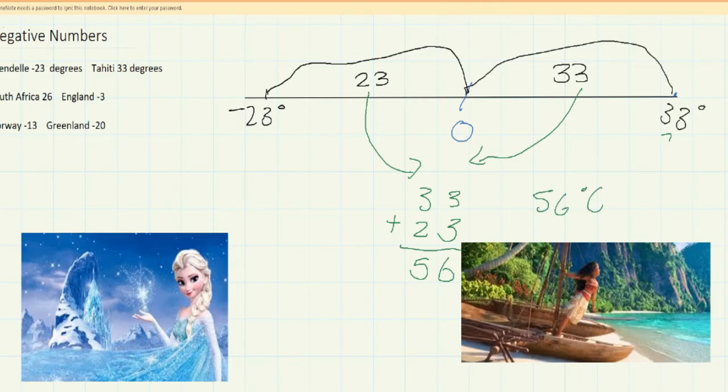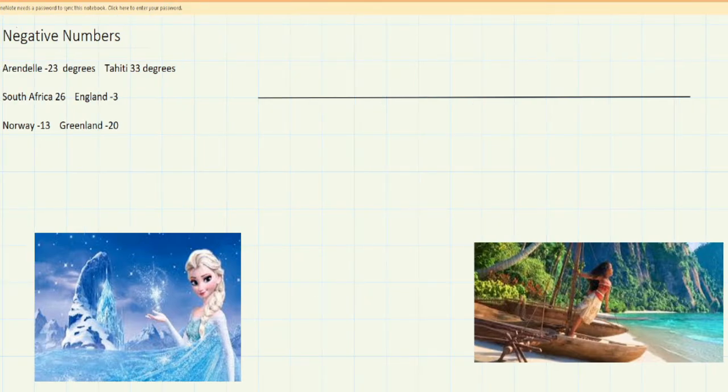Well, let's have a look at this in a context, in a situational environment. We've got the freezing cold of Arendelle, and we've got the really hot temperatures of Tahiti. Minus 23 degrees and 33 degrees. The whole big difference there, 56 degrees Celsius. That is the difference. So let's put that into practice and do a couple more examples very quickly.